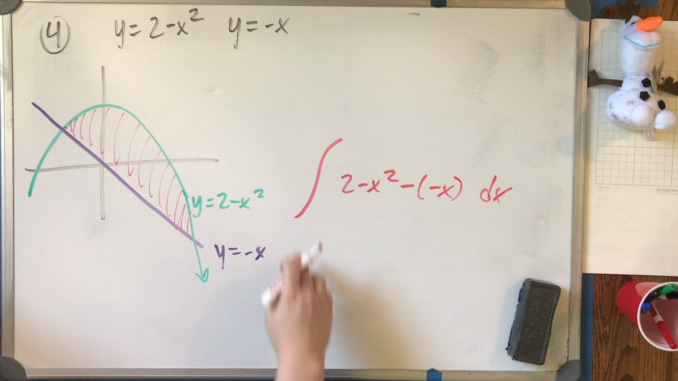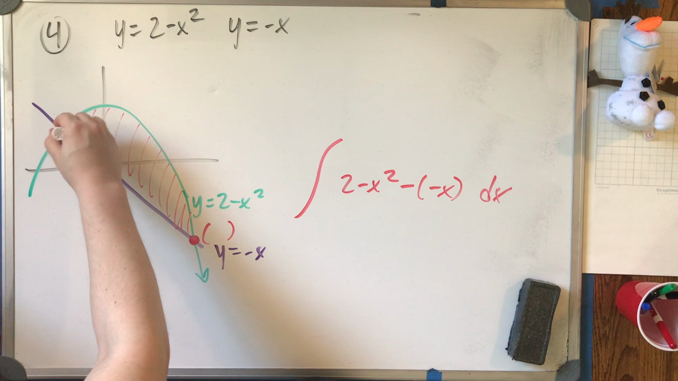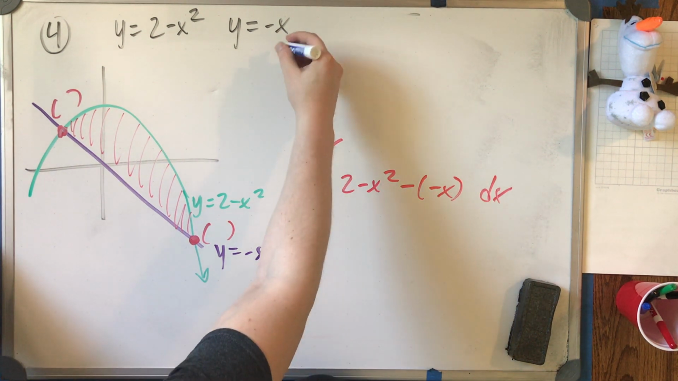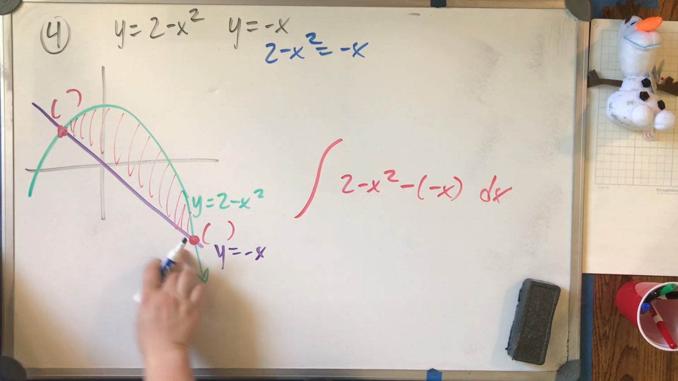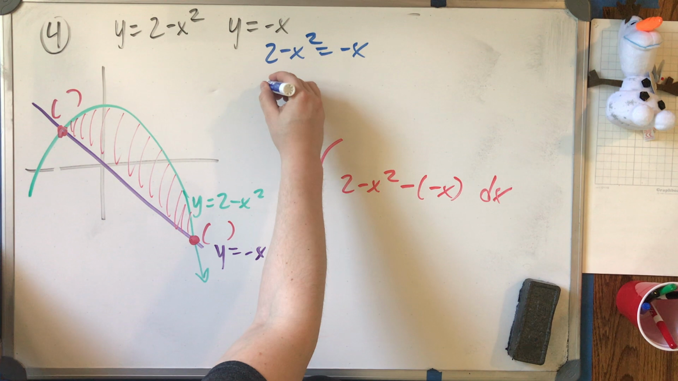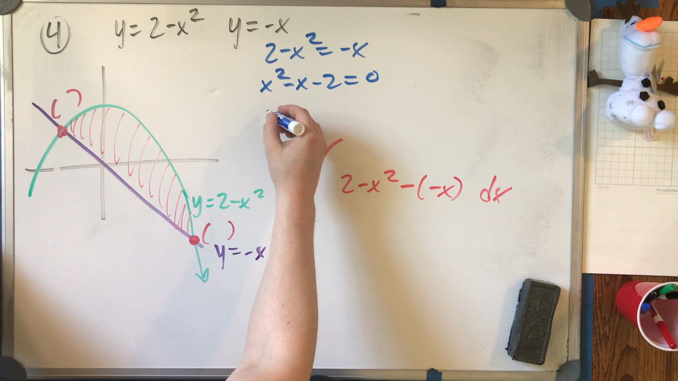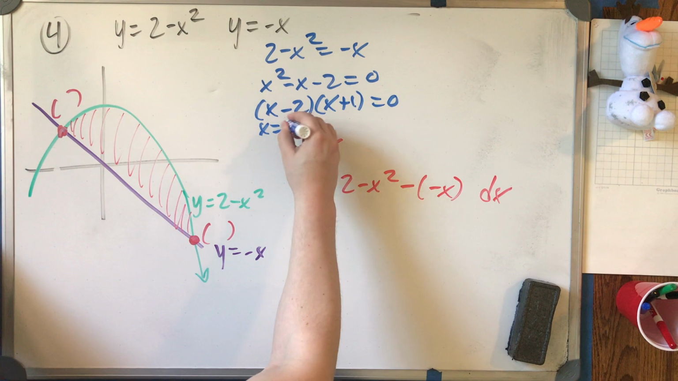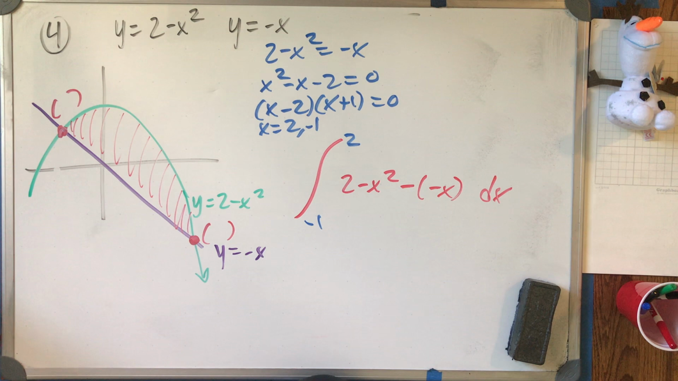But we don't know what our intervals are yet, so we need to do some math to figure out what these intersection points are, and more specifically, just the x values. We really don't care about the other parts of it. So I'm just going to set them equal to each other. I'll have 2 minus x squared equals negative x. That's going to help me figure out when they intersect. So that gives us x squared minus x minus 2, and from there, we'll have x minus 2 times x plus 1. So I'm going to get x equals 2 and negative 1. And those are going to be the bounds that I'm going to be integrating on.